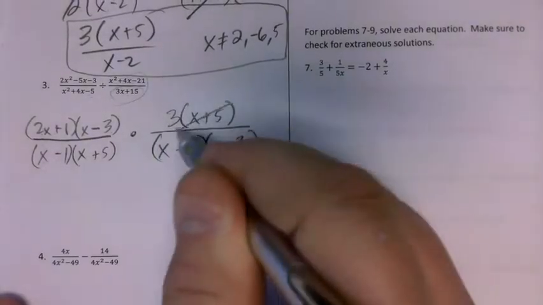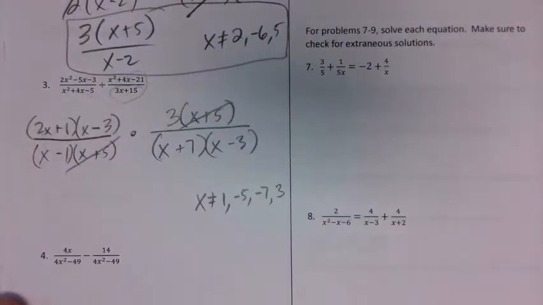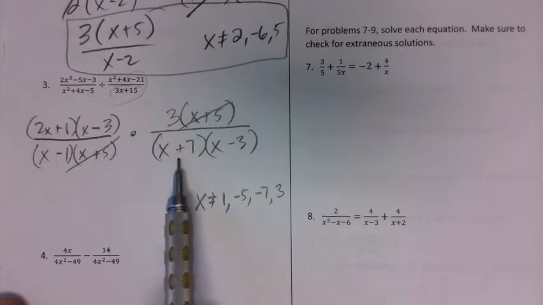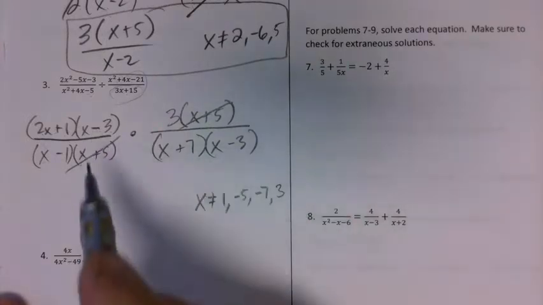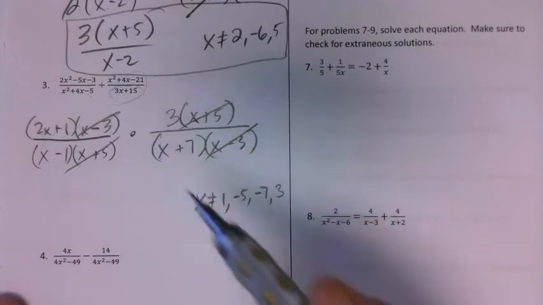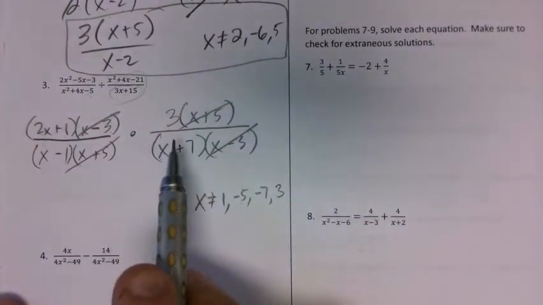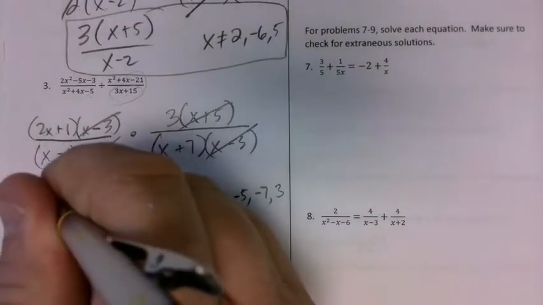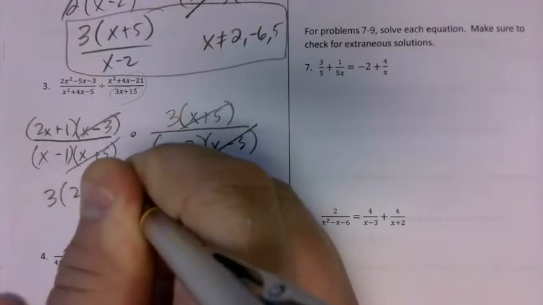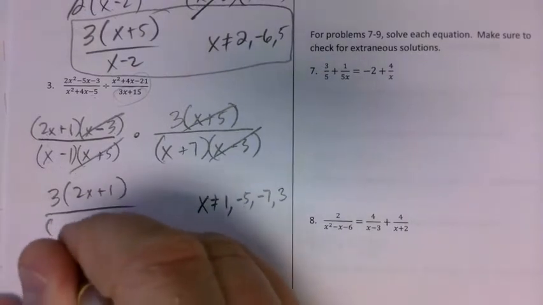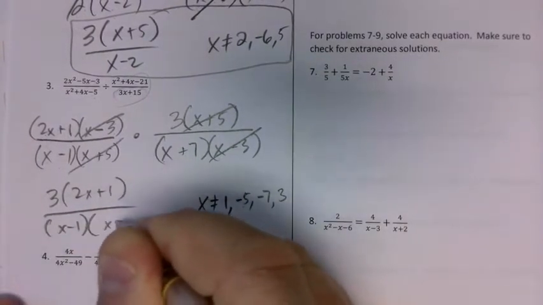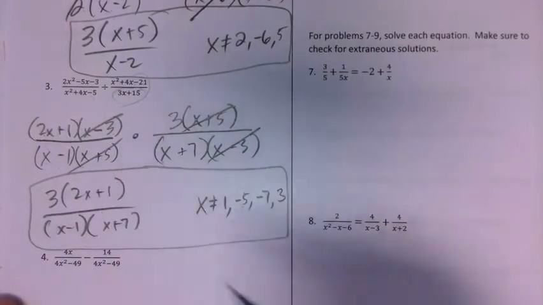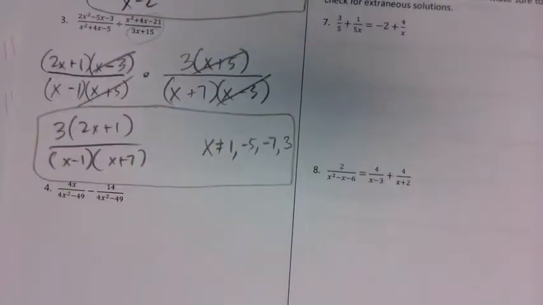Okay, now I already noticed the x plus 5, so I'm going to cancel that. 2x plus 1, not here. That's gone, not here, not here. So that's good. x minus 3: there's an x minus 3 on the bottom, so that cancels. 3, no. So all this has is 3 times 2x plus 1, and this is all that's left, all over x minus 1 times x plus 7. That's it. Cool.